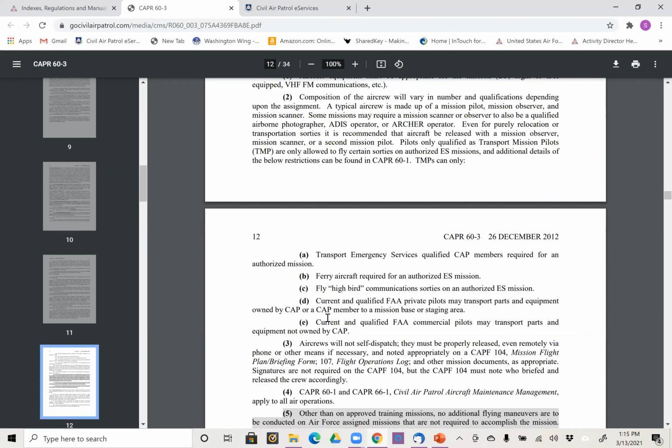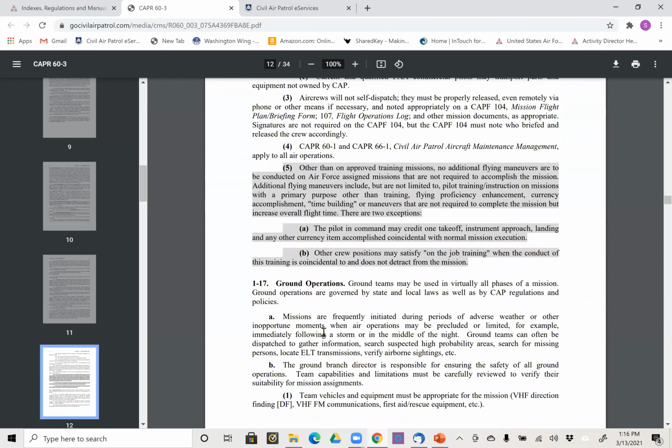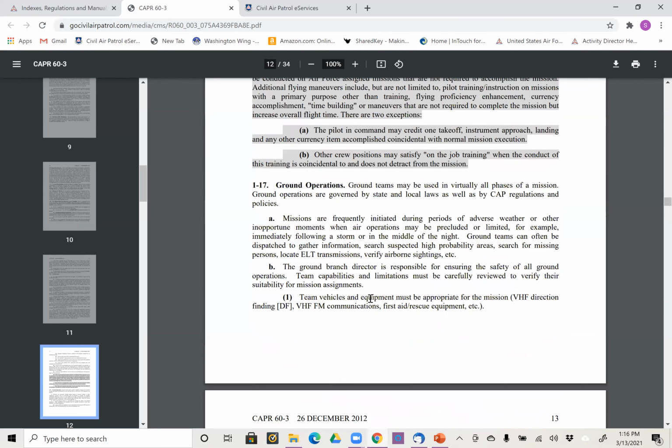How many other people have to be on a ground team for them to deploy? For a ground team. At least 3, right? At least 3 others, total of 4.